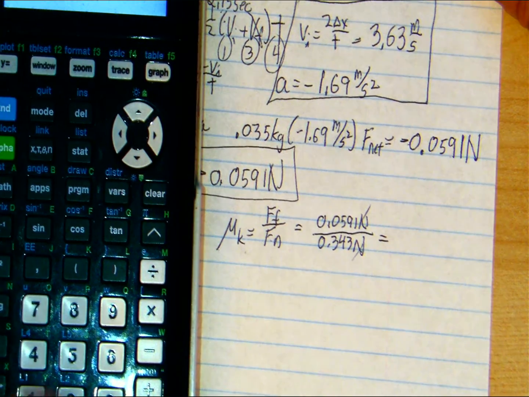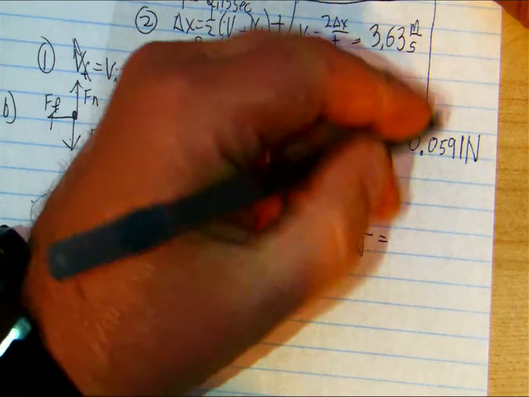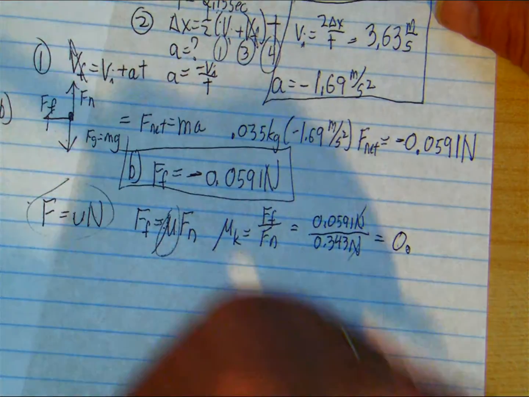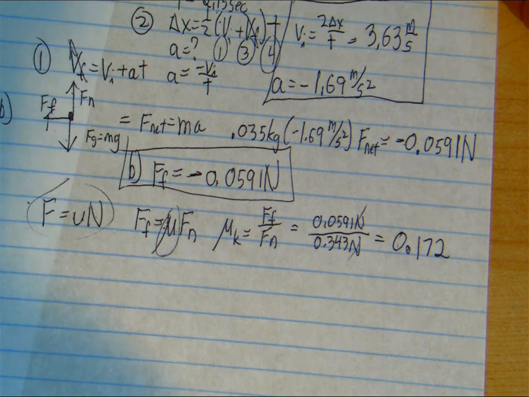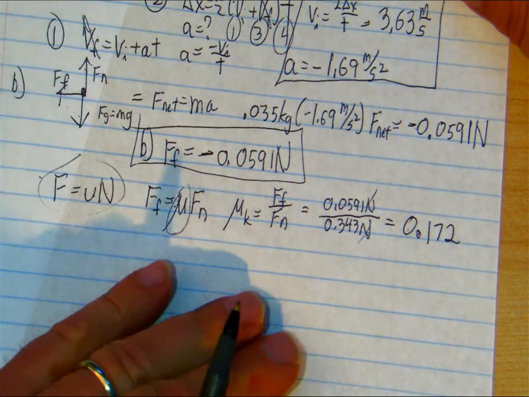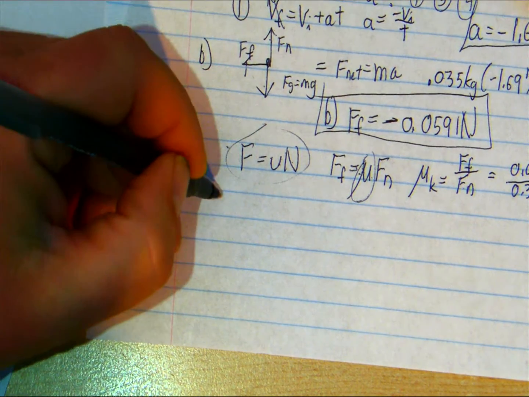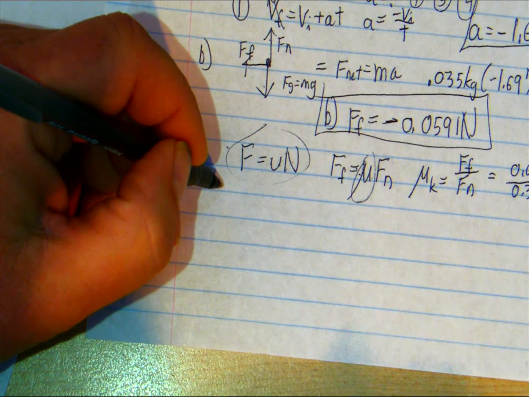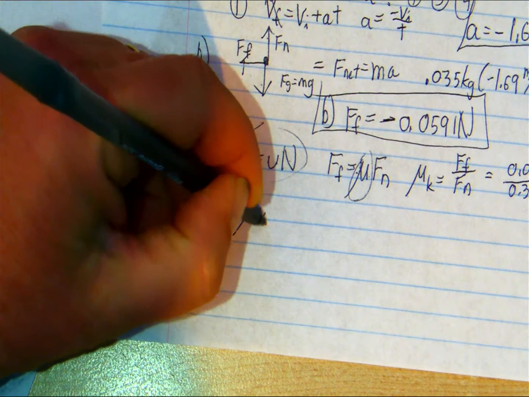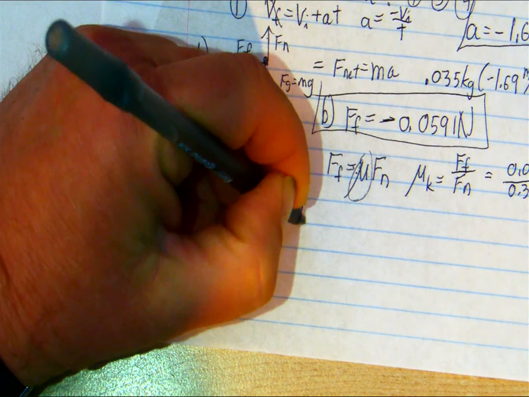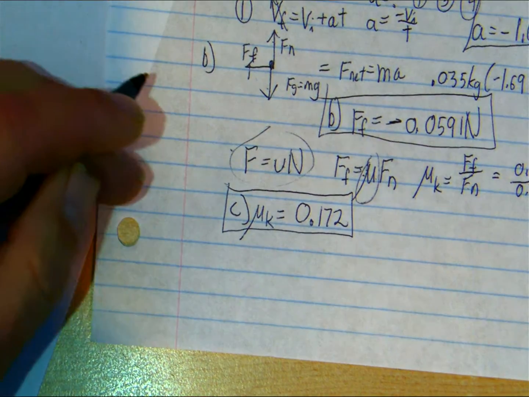And if I type 0.0591 divided by 0.343, enter, it says beep, beep, beep, the coefficient of kinetic friction is 0.172 to 3 sig figs. And I'm hoping you kind of override the text and actually calculate things to 3 sig figs. So formally, part C, the answer is the coefficient of kinetic friction, sliding friction, has a value of 0.172. And no, it's not negative, even though friction is.